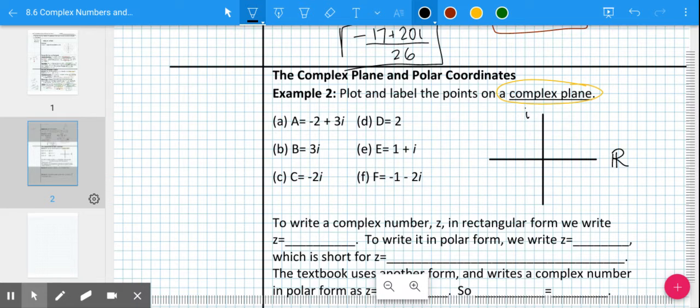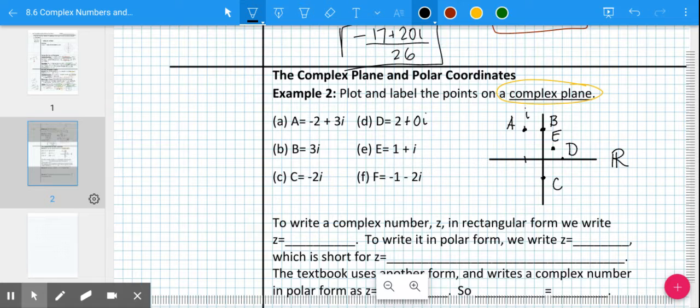So point A, the -2 is the real component, so you go left 2 to here. The +3 is the imaginary component, so you go up 3, and there is your point. Part B has no real component, so it just goes up 3 on the imaginary axis. C, similarly, goes down 2 on the imaginary axis. D has no imaginary component, so it goes 2 to the right, but does not go up or down. E is going to go over 1, up 1.